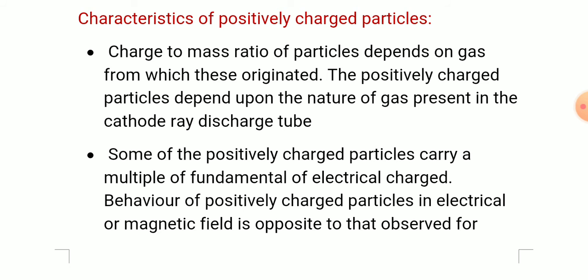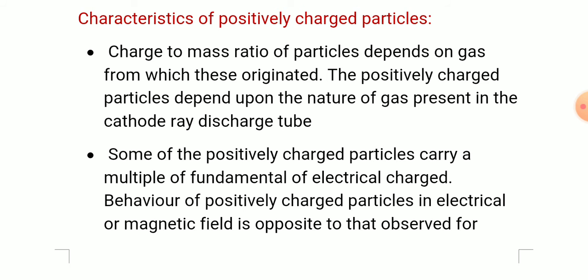First, the charge to mass ratio of these particles depends on the gas from which they originated. The charge to mass ratio of cathode rays never depends on the nature of the gas, but the charge to mass ratio of positively charged particles, that is protons, depends on the nature of the gas used in the discharge tube.